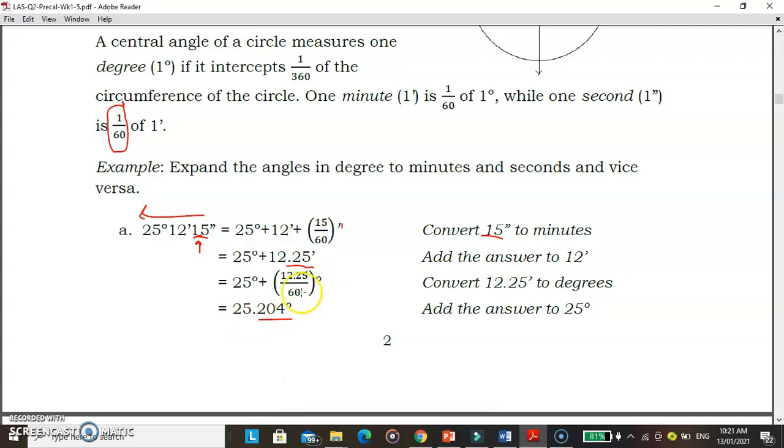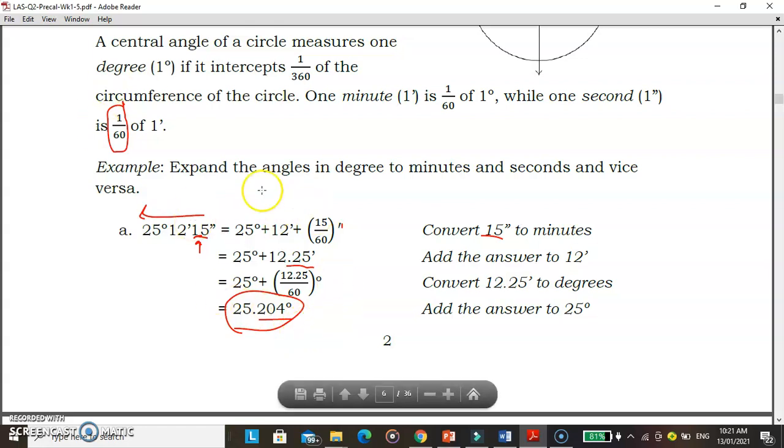So we will just add the result to 25 degrees. So we have the final answer, 25.204 degrees, or if you properly read this, 25 and 204 thousandths degrees. So this is how we do it. It is not an expansion, but it is called putting it into one unit, which is in degrees only.